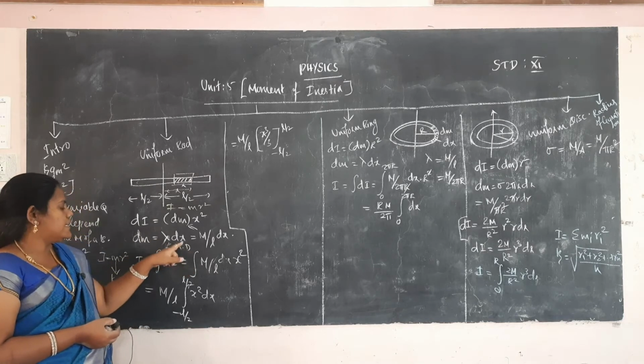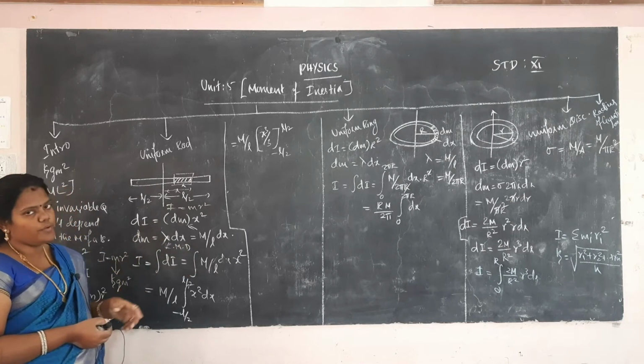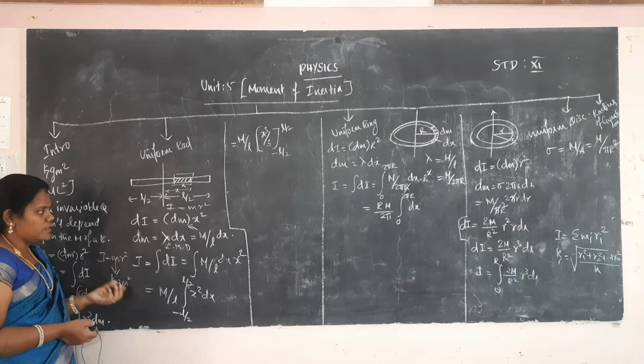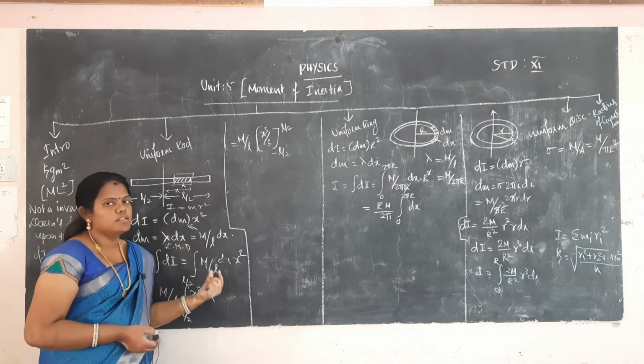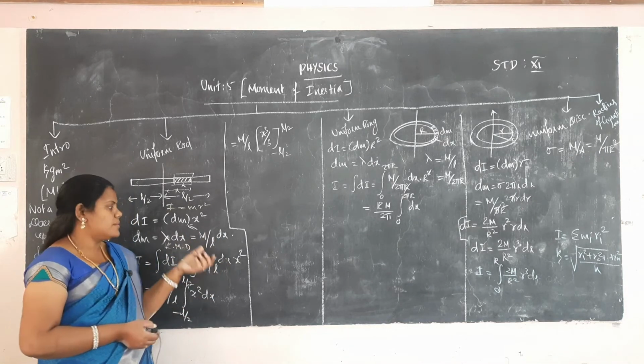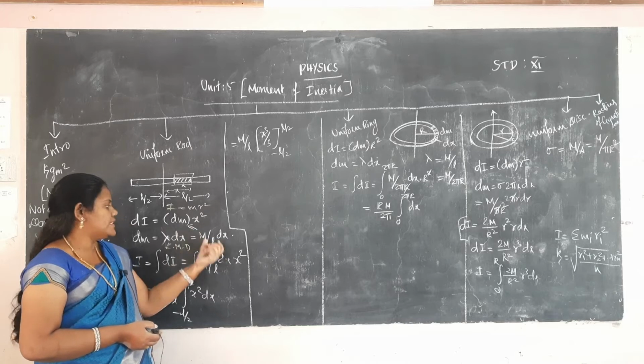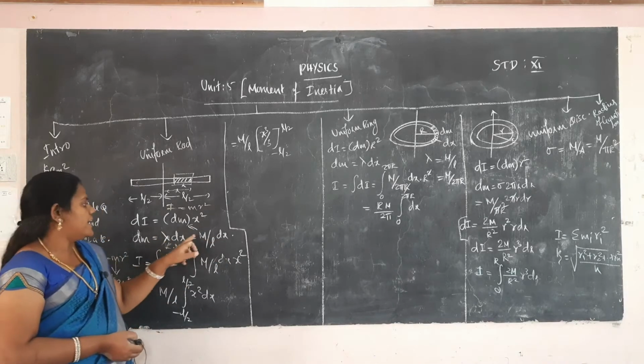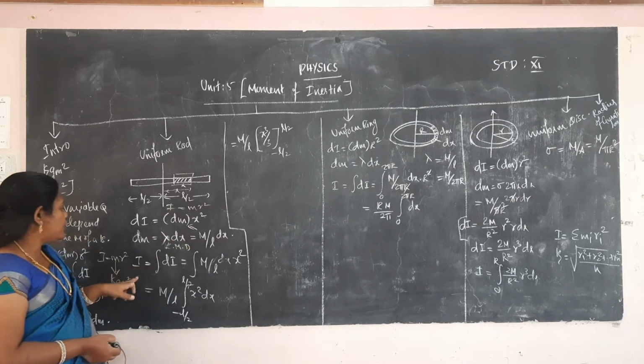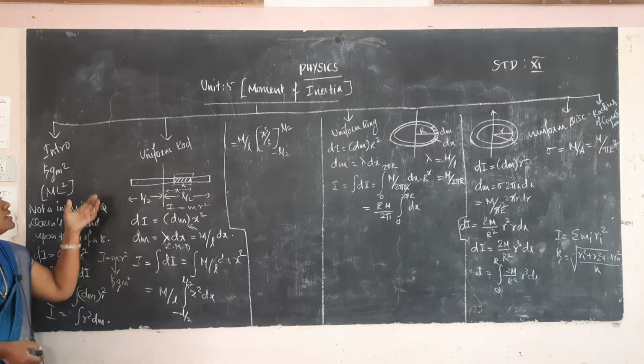So dm is equal to lambda into dx. How will you calculate lambda? Linear mass density is equal to mass per unit length. How much mass is there in one unit of length? So mass per unit length is called linear mass density. So dm is equal to m by l into dx.